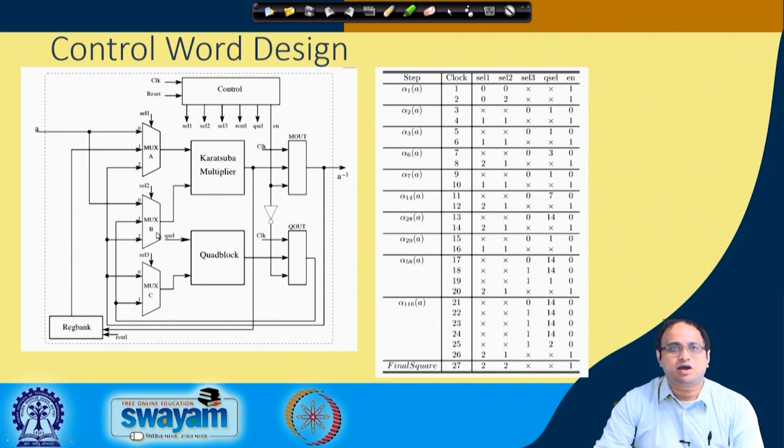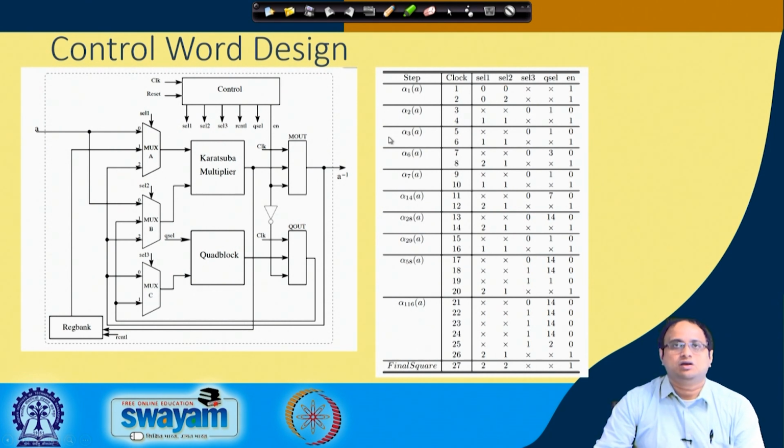I again feed this back and I calculate a to the power of 3. So, what I do first is that I first need to ensure that the multiplier here gets a, that means this select line should select 0. That is why the select 1 is set to 0. What about this multiplexer? I again need to take this a. So, I again want to make this select also 0. So, this select is also set to 0.